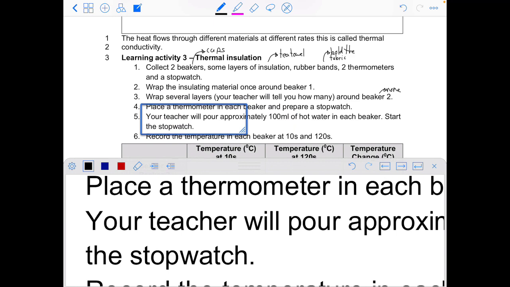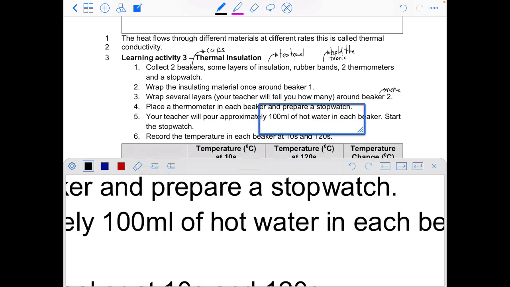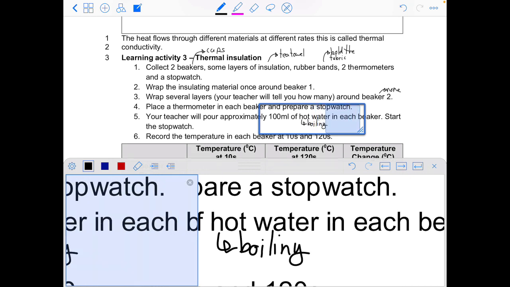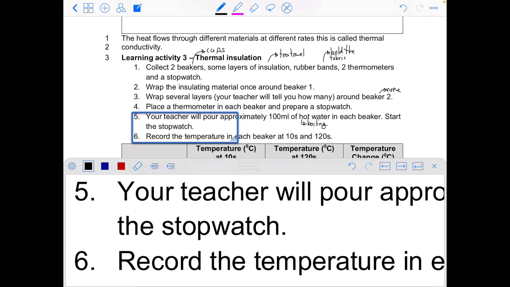So you, very carefully, with mom and dad's help if you need to, will pour approximately 100 milliliters of hot water, of boiling water, from the kettle into each beaker. So just fill up each cup. All right, and then you'll start the stopwatch.